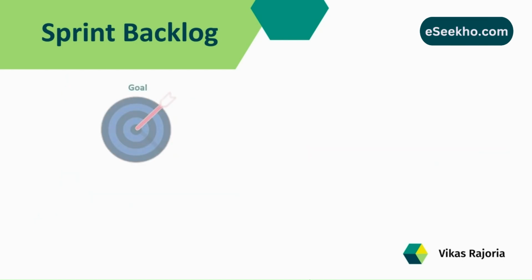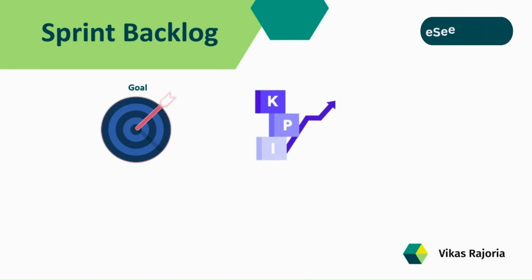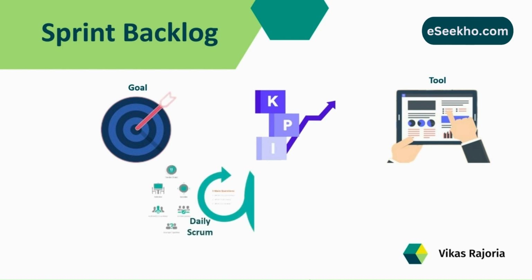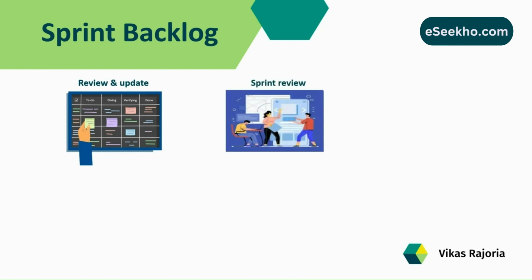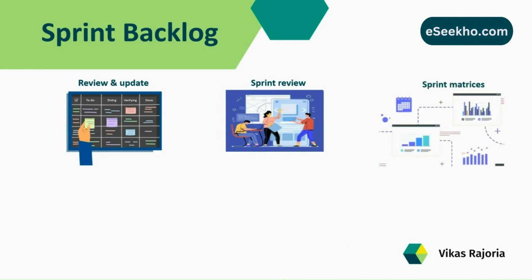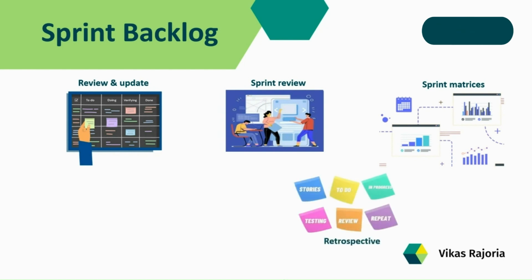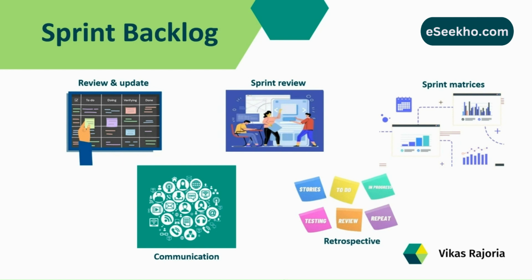And those are: set a clear sprint goal, define key performance indicators or KPIs, use a project management tool, daily scrum meetings, track burn down chart and dashboard, regularly review and update sprint backlog items, conduct sprint reviews, track and analyze sprint metrics like velocity and burn down, followed by retrospective meetings, and finally communicating the progress to all stakeholders. By following these steps, we can effectively monitor sprint progress, identify potential issues, and be able to make informed decisions to keep our project on track.